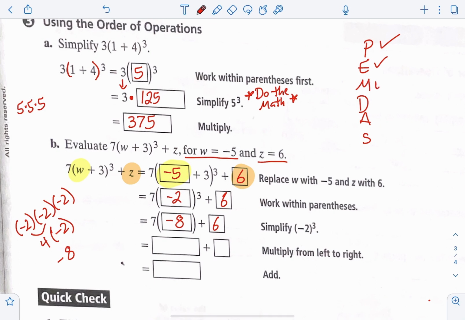Next step is multiplying. So we have 7 times -8, which gets us -56. Right? And we still have our +6. -56 plus 6 is going to get us -50.